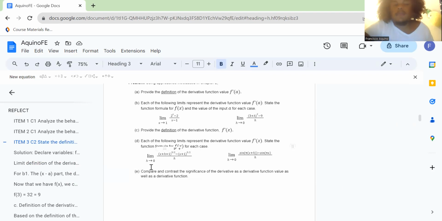Then for E, it asks for a comparison and contrast of the significance of the derivative as a derivative function and as a derivative value. Well, the comparison is that they both have to do with derivatives. That's the point of them.